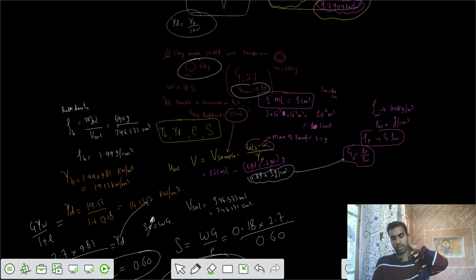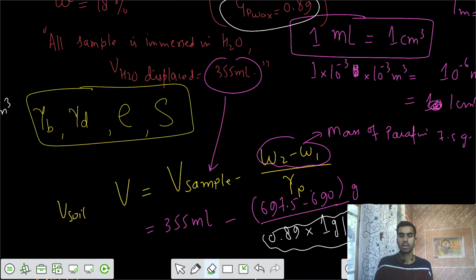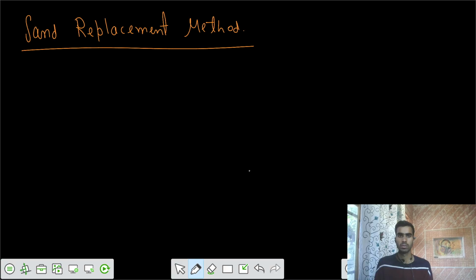That's the water displacement method. Let's take the third method. The third method for calculating gamma, the bulk unit weight of the soil, that we call the sand replacement method. Sand replacement method. This is the third method we have.